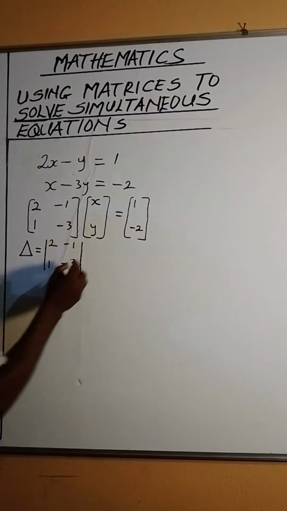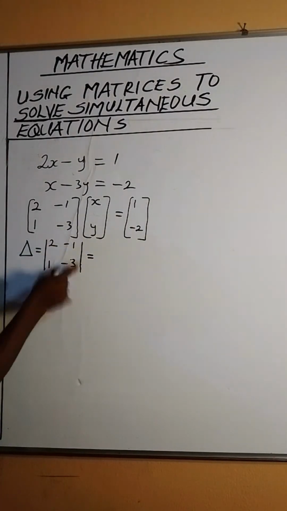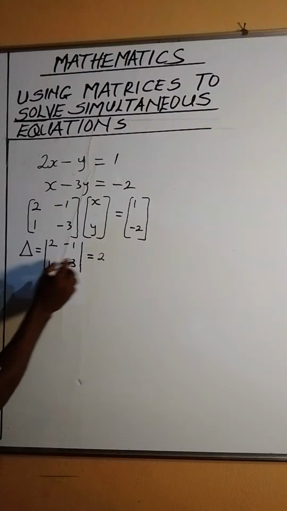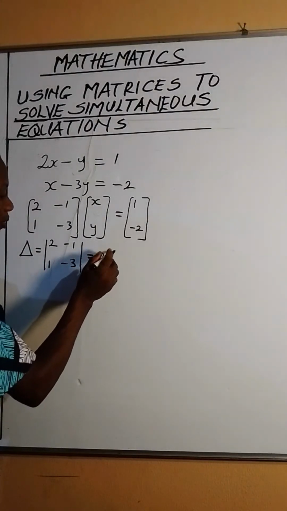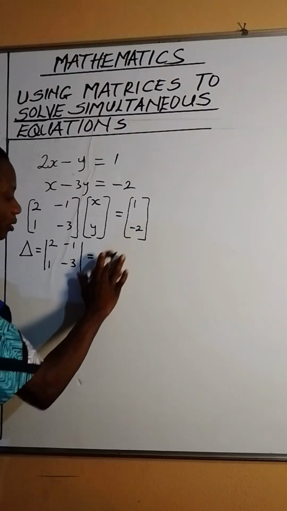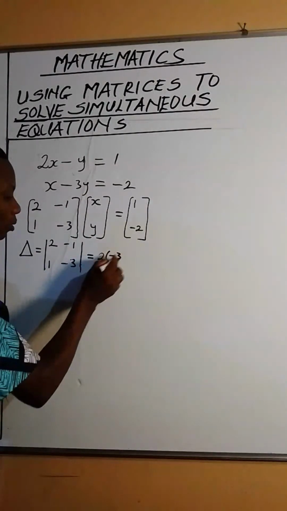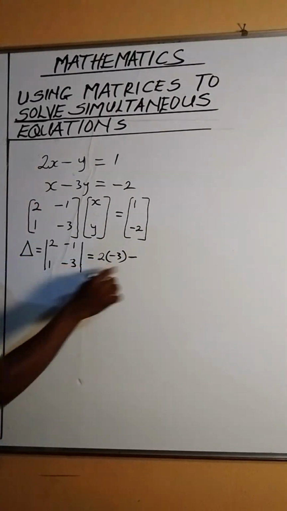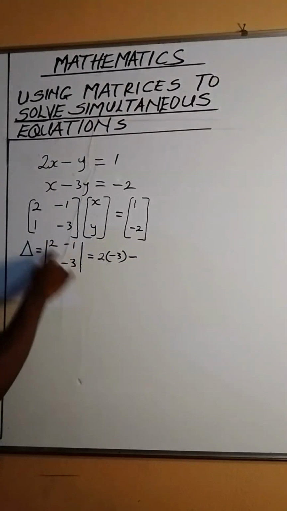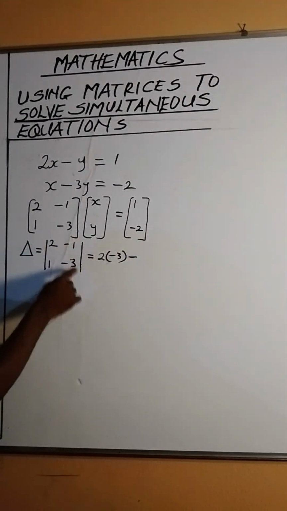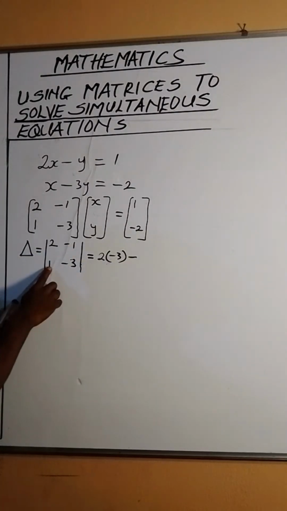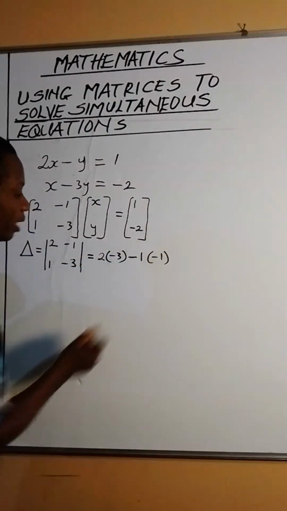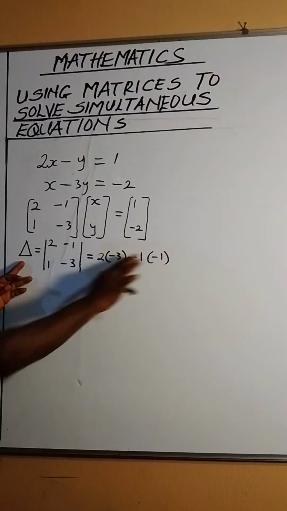And then what it means is that we are going to cross these two. So 2 times -3, then minus. Remember I said whenever we are multiplying across, there must be a minus here. Then we have 1 times -1. So this is the main determinant.